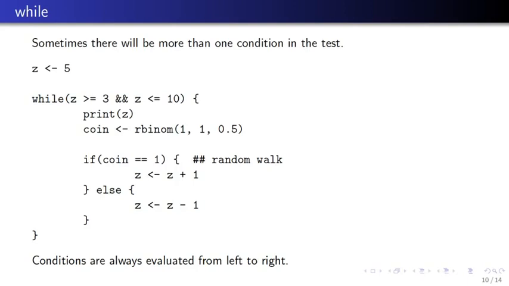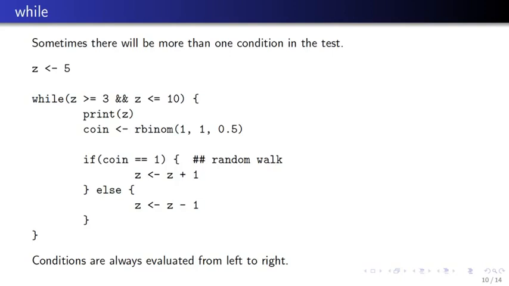And if the coin is a 1, I'm going to add 1 to my value, and if the coin is equal to 0, or any other value for that matter, I'm going to subtract 1 from z. So this is generating a little random walk here, and the value of z is going to go up or down depending on my little coin flip here.